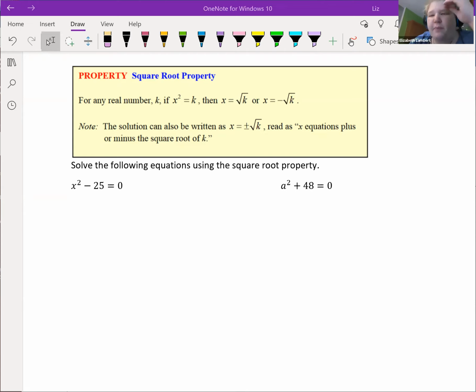So the square root property is: if I have a variable or a thing squared that's equal to k, a number, then I know the solutions must be either x is the square root of k or x is the negative square root of k. So we sometimes write that as x equals plus or minus the square root of k, that you're familiar with by now.